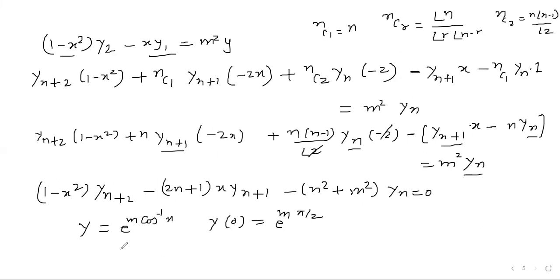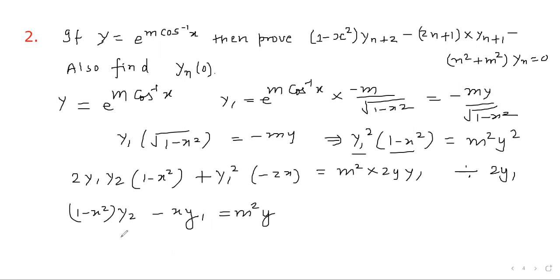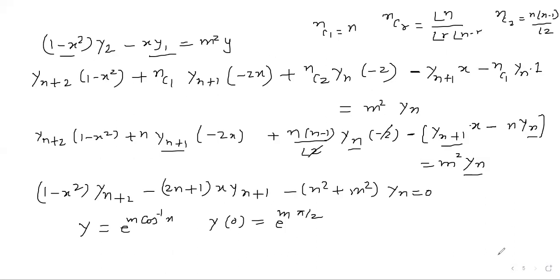Let's find out y1(0). So our equation for y1 was here. So we can take this. If we put x equal to 0 here, this will be y1 and here this will become y0. And y0 we have got as e to the power m pi by 2. So we write it. Our expression y1(0) will be equal to minus m times e to the power m pi by 2.